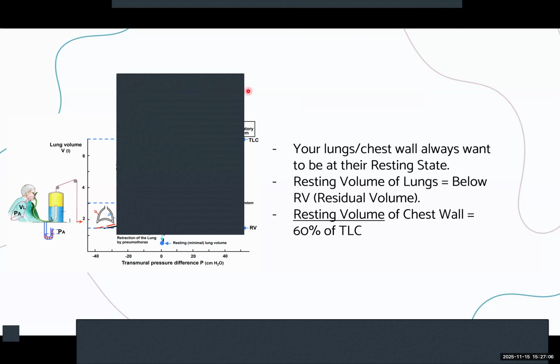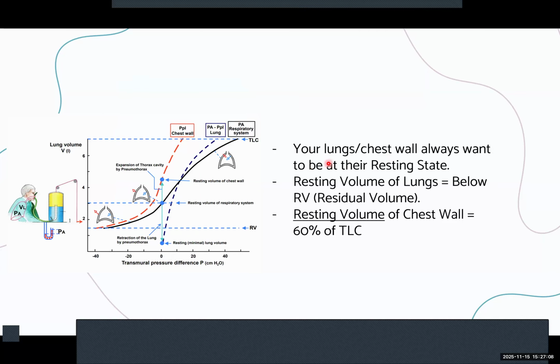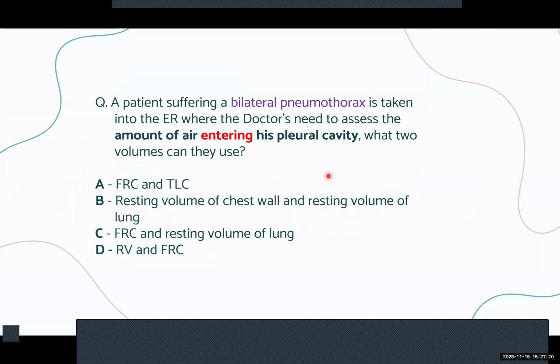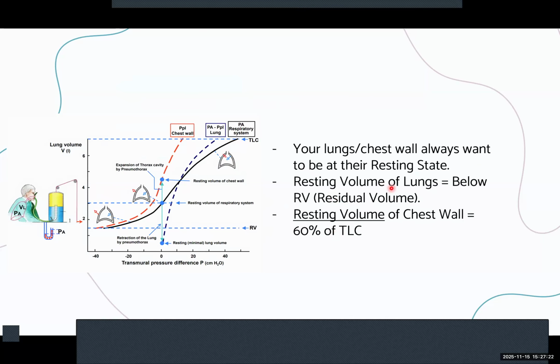And I've written it here as well. Your lungs and chest wall always want to be at the resting state, but because of the intrapleural pressure, they're glued at an equilibrium, which is 3 liters. And he might change the question as well, just asking you in words, where is the resting volume of the lungs? So you should know that it's below residual volume. This is also the reason that if the patient is not treated, he's going to die because his airway is no longer patent. And he might just ask about the resting volume of the chest wall as well, which is 60% of total lung capacity.